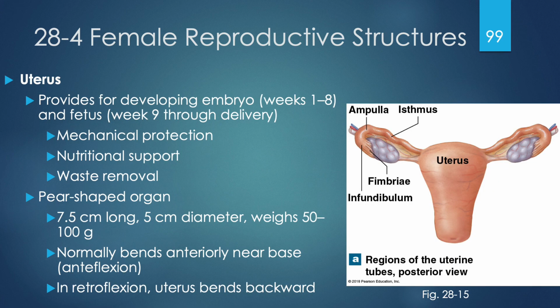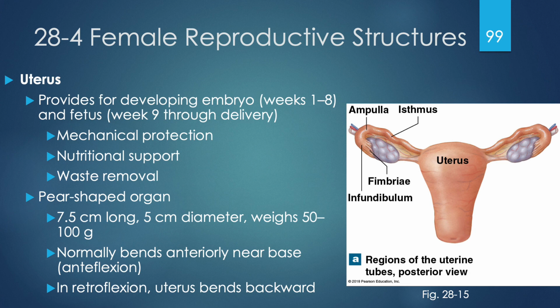The uterus provides the housing for a developing embryo, and the embryo is defined as being in weeks 1 through 8, and a fetus, which is week 9 through whatever point delivery arises. So the uterus is going to do a few things. It's going to provide mechanical protection for a developing embryo and fetus because it is a thick muscular wall. It also provides nutritional support via the placenta, and it also, via the placenta, provides for waste removal for a developing embryo or fetus.